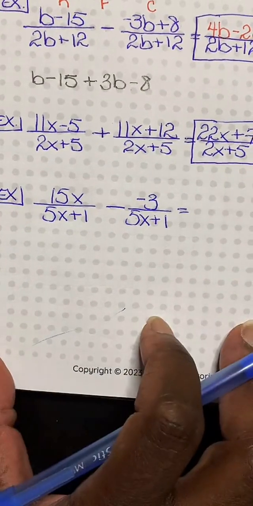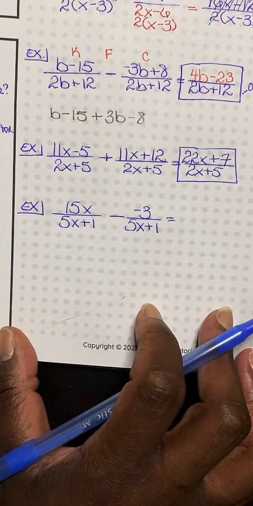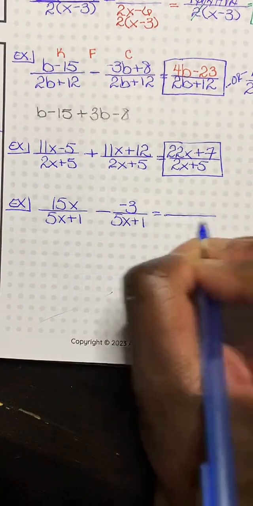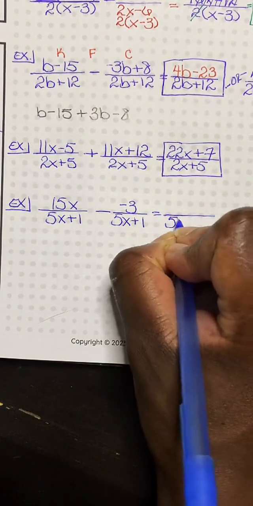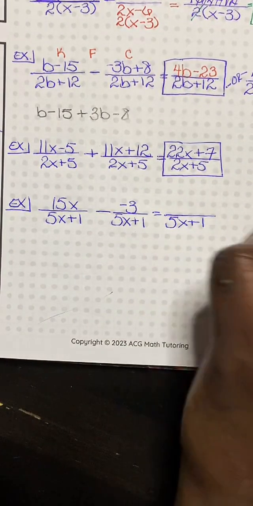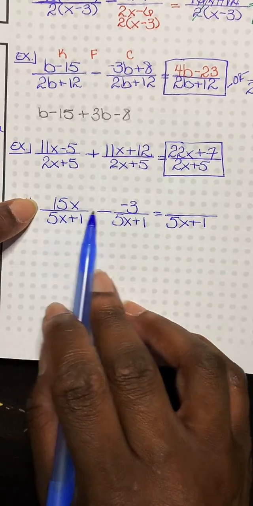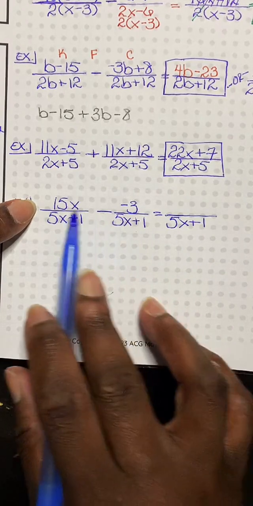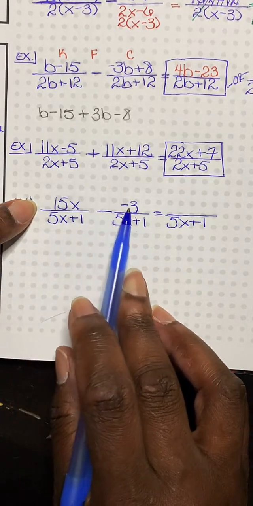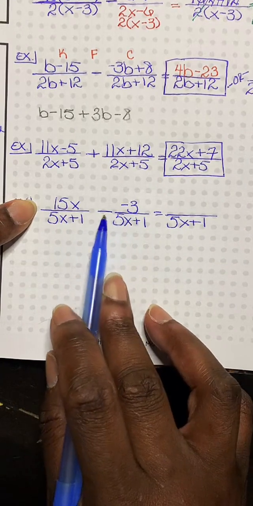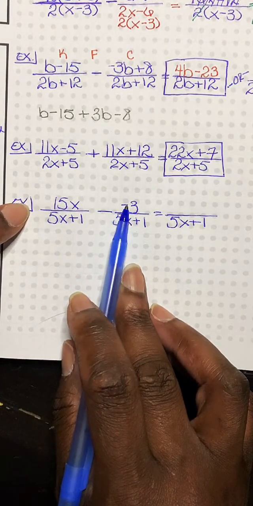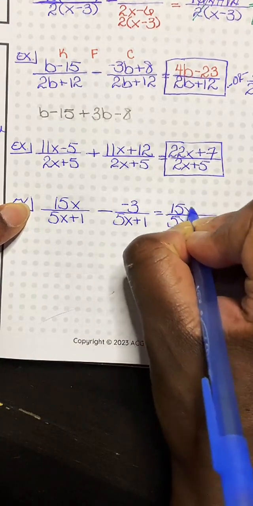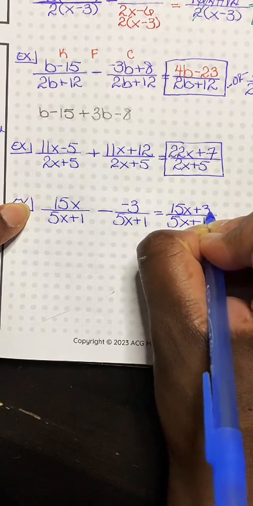All right, so let's take a look. We have a common denominator. Just like fractions, we're going to keep that common denominator of 5x plus 1. That means we can combine our numerator. We are subtracting, so you have 15x minus a negative 3. When you minus a negative, it turns positive. So you actually have 15x plus 3.